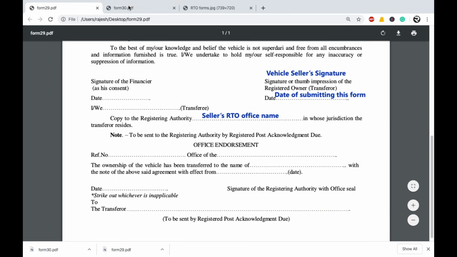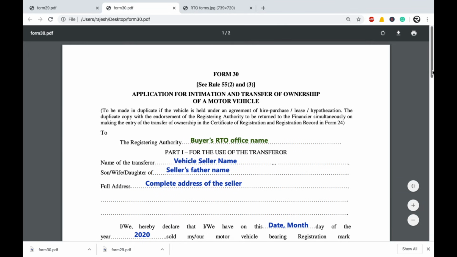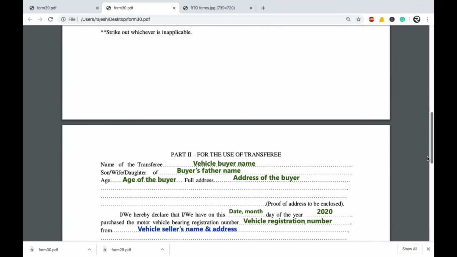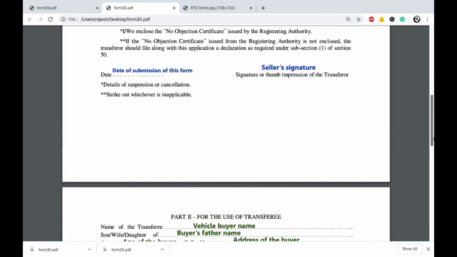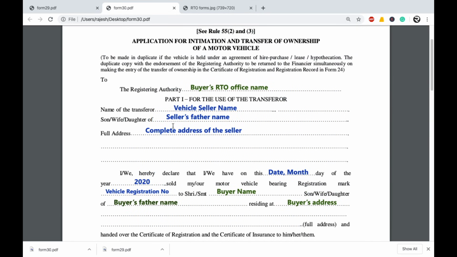Now we will see how to fill RTO Form 30. See, RTO Form 30 contains two parts. The first part has to be filled by the seller and second part has to be filled by the buyer. Let's see how to fill it.